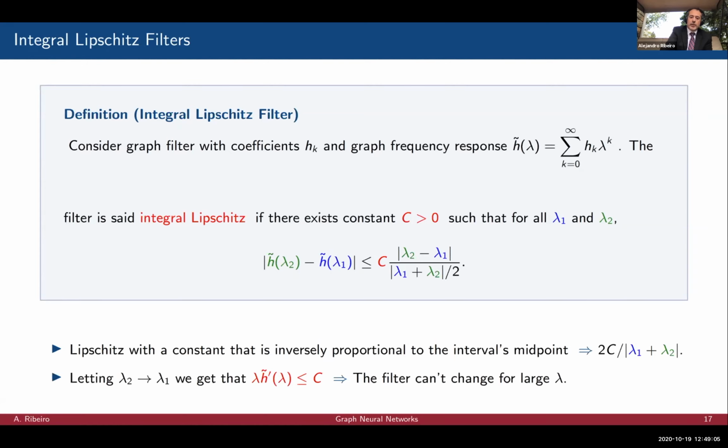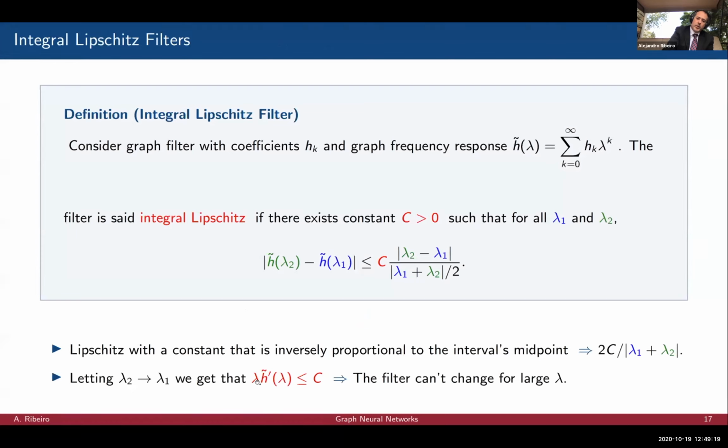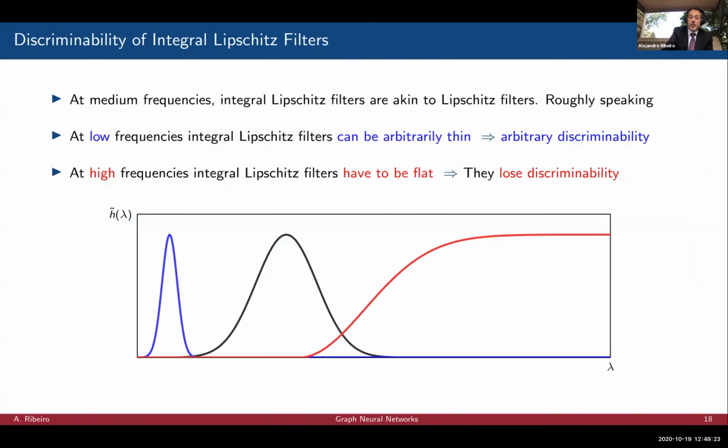Now that tells you quite a lot about the behavior of integral Lipschitz filters, because it tells you that at middle frequencies, nothing really changes. It's conceptually similar to Lipschitz filters. But at low frequencies, they can be very thin because the derivative is multiplied by lambda, right? So if lambda is close to 0, h prime of lambda can be very large. At high frequencies, however, they have to be flat. So you cannot have integral Lipschitz filters that have discriminability at high frequencies.